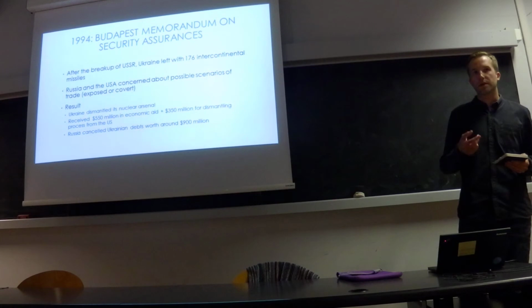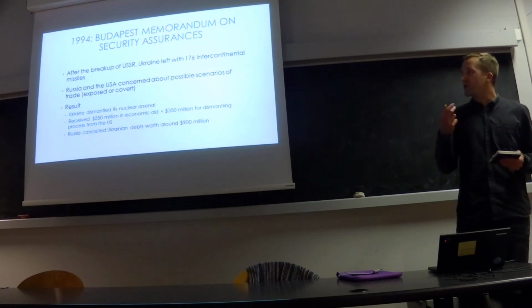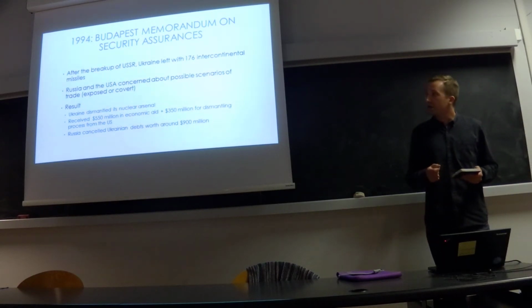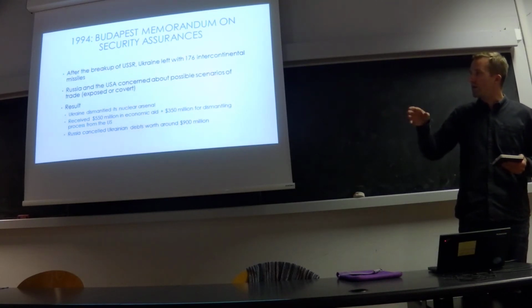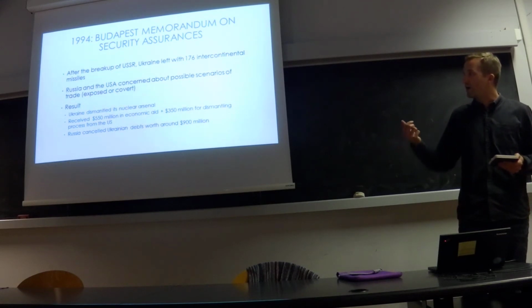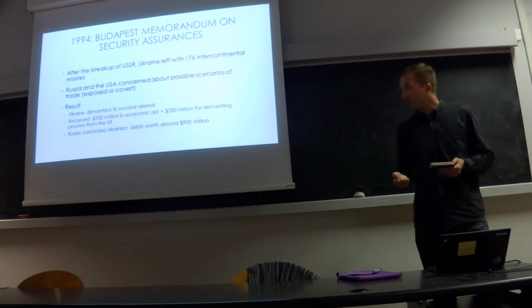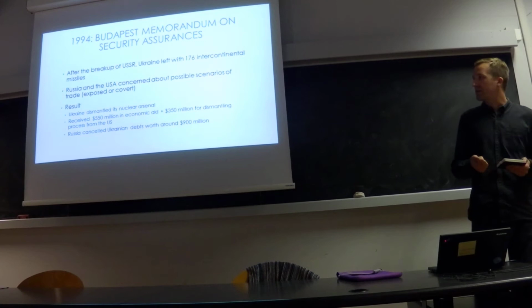So negotiations were held, and in 1994 the Budapest Memorandum was signed, and the result was that Ukraine would dismantle all its nuclear arsenal, and in exchange they received around $900 million from the United States. This was split: some part was plain economic aid, and another part was for the dismantling process itself. An equal amount was provided by Russia, basically by cancelling Ukraine's debts.